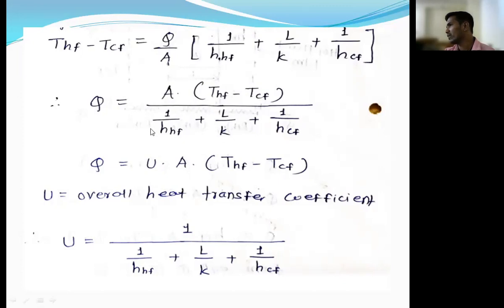Okay. So in this equation, instead of this term A divided by 1 upon HHF plus L by K plus 1 upon HCF, we have put the value as a U. म्हणजे U ची value काय झाली सांगा? What is the value of U? This equation we have written in the form of overall heat transfer coefficient. Okay. So what is the value of U? By comparing these two equations, we get the value of U as, U ची value काय असणार आहे? 1 divided by 1 upon HHF plus L by K plus 1 upon HCF.